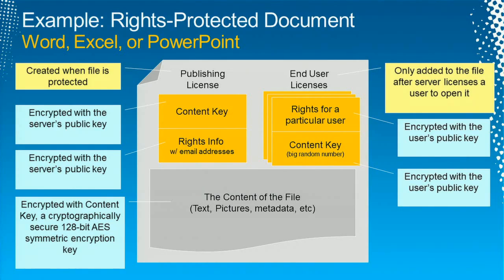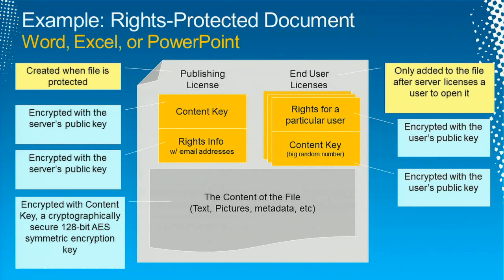Now, there's the actual publishing license. There's a content key and the rights info, and that's what consists of the publishing license. The rights information is protected by the server public key as well. That's part of the small chunk of data that makes it over to the server. So between the content key, just that symmetric key to do the decryption, and the rights information, that's what is sent to the RMS server to be evaluated. Below there, the content key is a secure 128-bit AES symmetric encryption key. That's the basic file format once you've published a document.